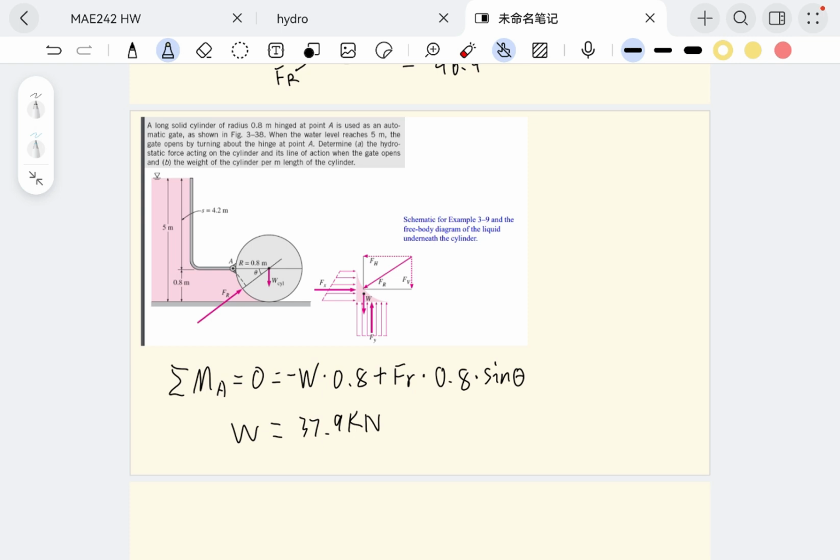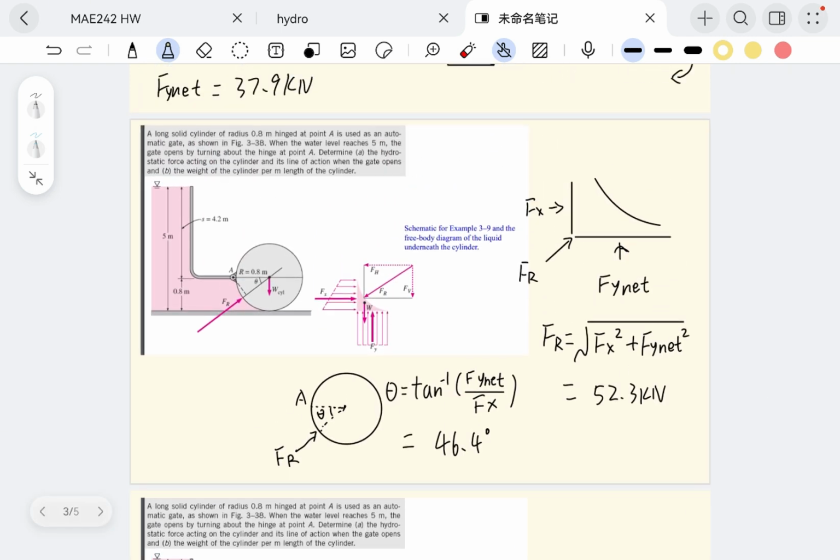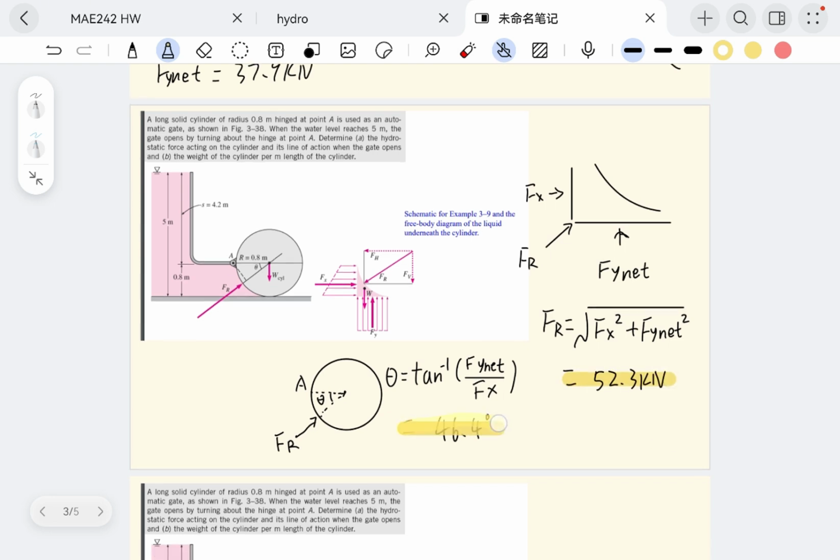Now we have found everything. Here's the weight. Here's the resultant force and its line of action.